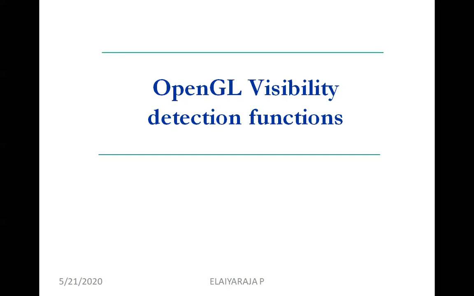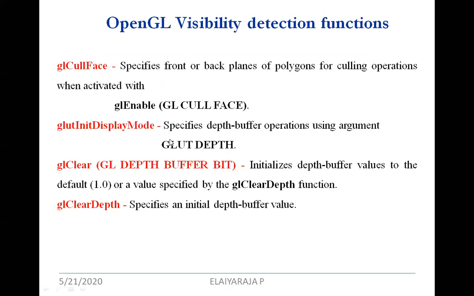We'll see one example program along with your lab program. We have one more lab program left, the Bezier algorithm. Once I complete that, we do the example program for this depth buffer algorithm. Before that, the last topic of your module 4: OpenGL visibility detection functions, where we have a few functions.